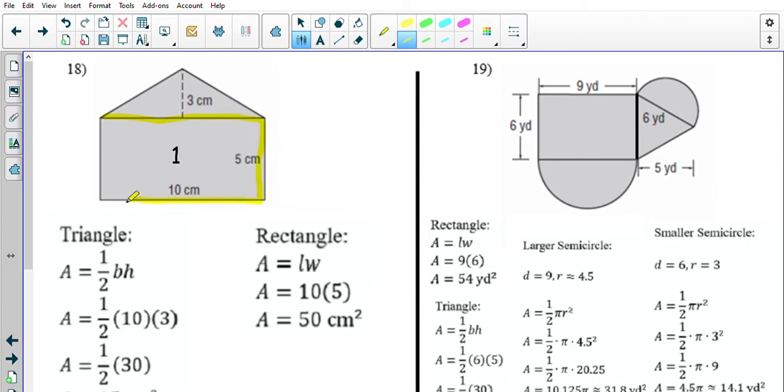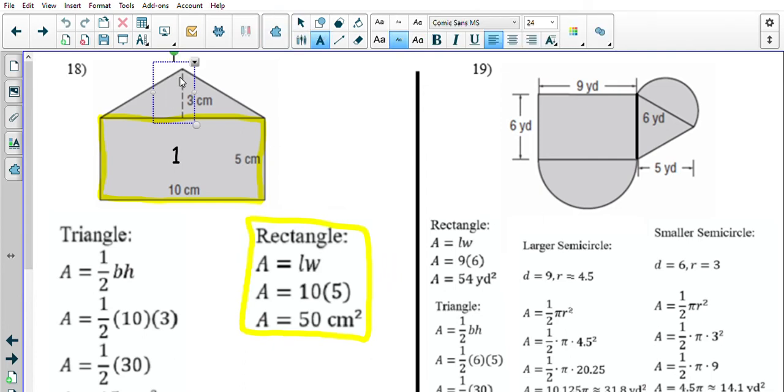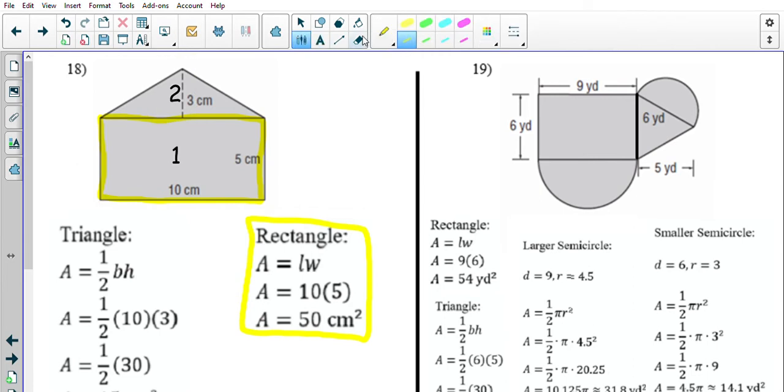So it looks like my height or my width is 5. My length is 10. So we're going to do 10 times 5 to get the area of that region. That is 50 centimeters squared. Our triangle, again, is just one big triangle up here. So I'm going to call that region 2. Don't split it into more than 1.